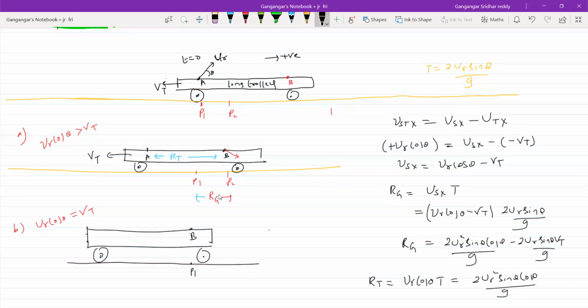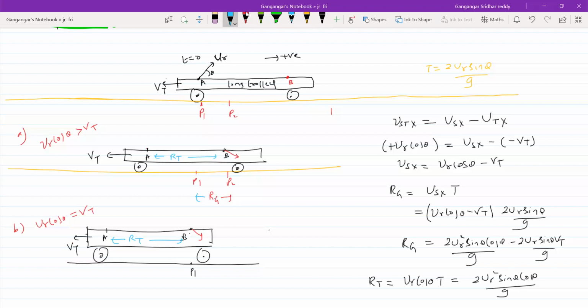So it will come and strike it. Please do understand the diagrams. This is the point of striking. So what is the range with respect to ground? It will be 0. With respect to trolley, yes, the range is non-zero. With respect to trolley, this will be the range.